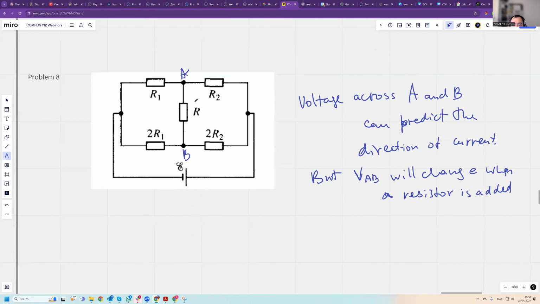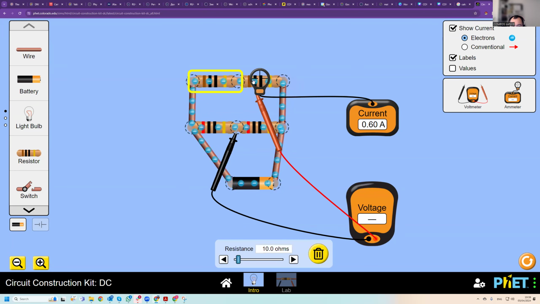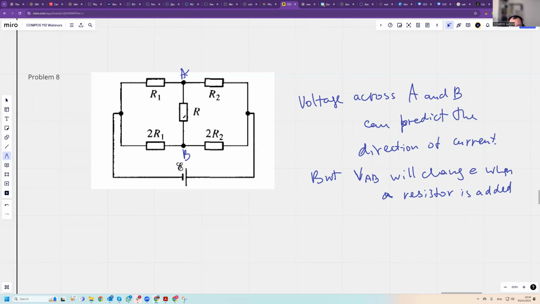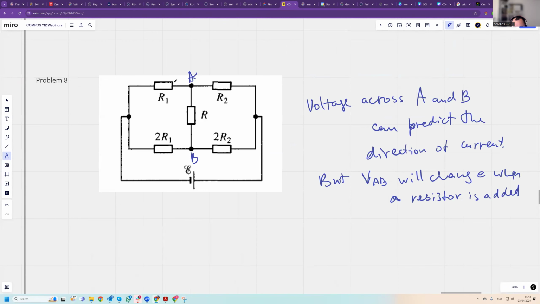So let's say we have R1, R2, 2R1, 2R2. So this is 10. Let's make this 15. And this is 20 and, oh, it's still 0. Actually, yeah, I didn't notice that. I didn't notice that they were the same. Yeah, it's the same. The answer would still be the same. It won't change because they're proportional.